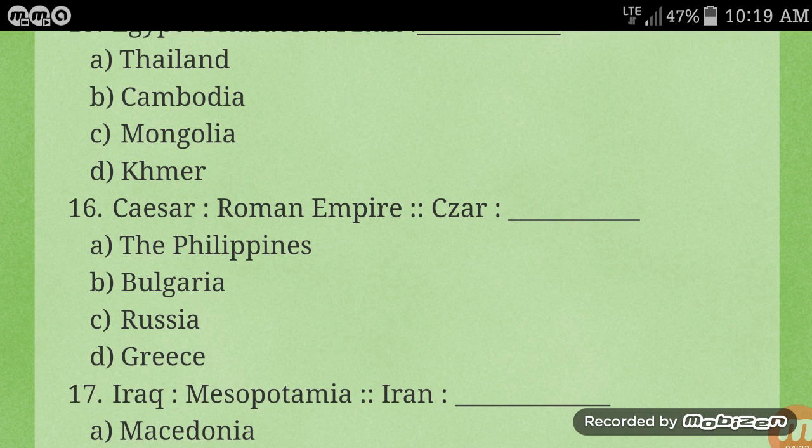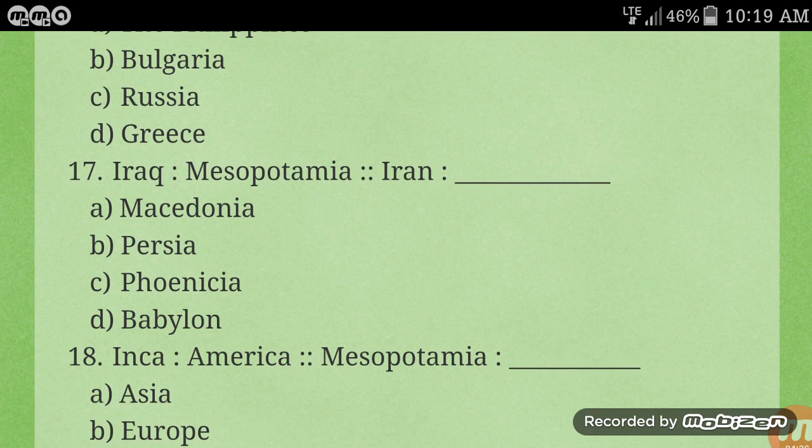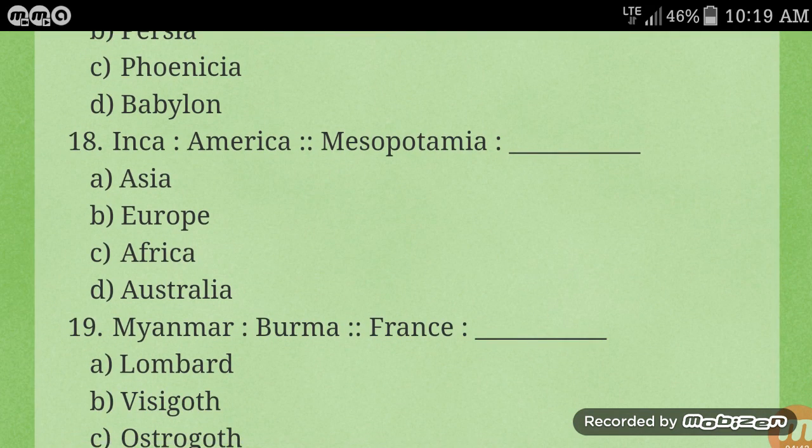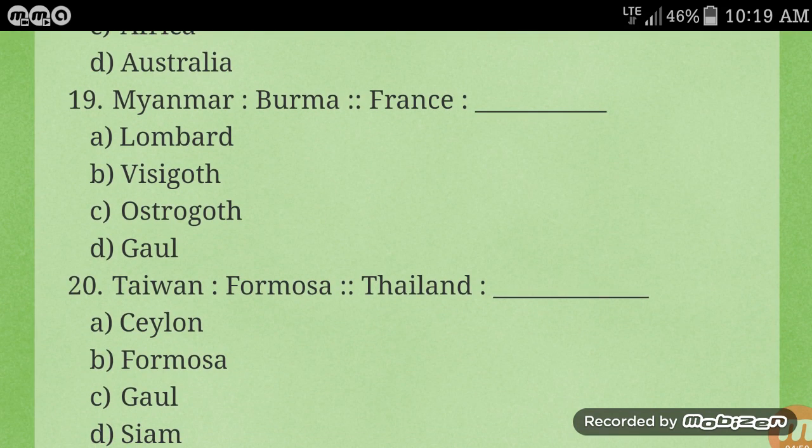Next, Caesar, Roman Empire. Tsar is Russia. Okay, Russia. The word Tsar is a Russian word for Caesar, actually. Okay, so they just derive it from the Caesar of Rome. Next, Iraq, Mesopotamia. That's the old name of Iraq, Mesopotamia, and old name of Iran is Persia. Letter B. Next one, Inca developed in America, and Mesopotamia developed in Asia. Okay, that's now Iraq.